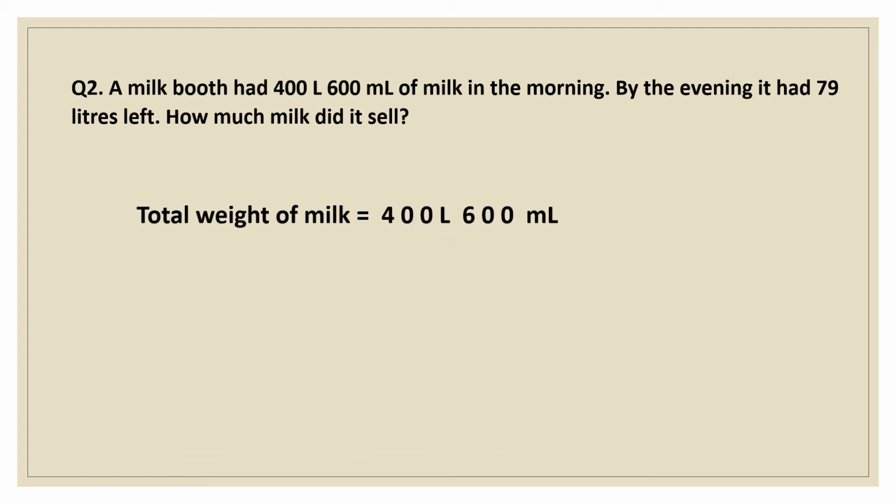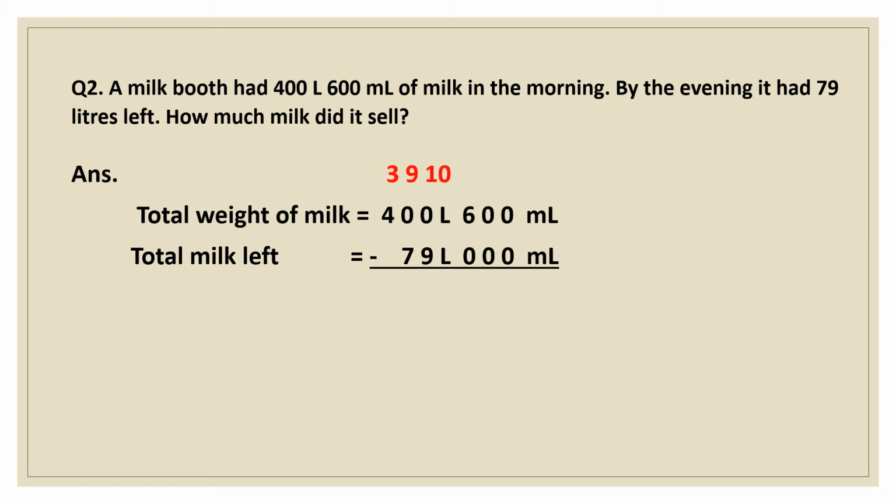So first you will mention the total weight of milk, that is 400 liters 600 milliliters. Then you will subtract the milk part left, that is 79 liters. There is no milliliter in the milk part left, so you will write 0 in the milliliter part. Then you will subtract, children. Now from milliliter side, there is nothing written except 600, so write down directly 600 in the answer part.